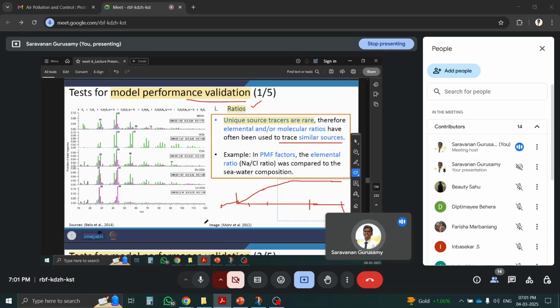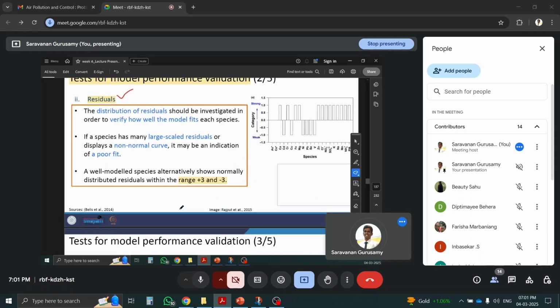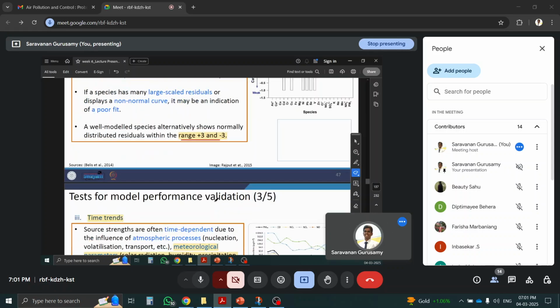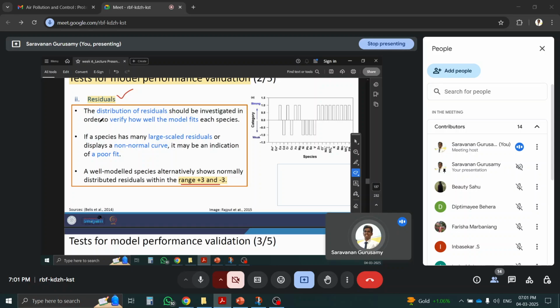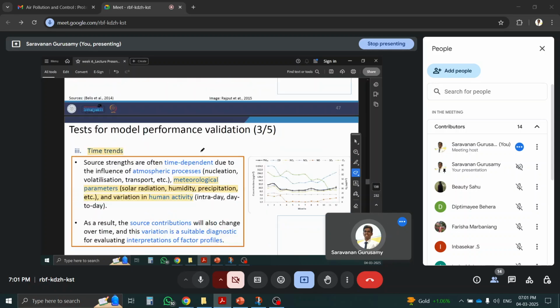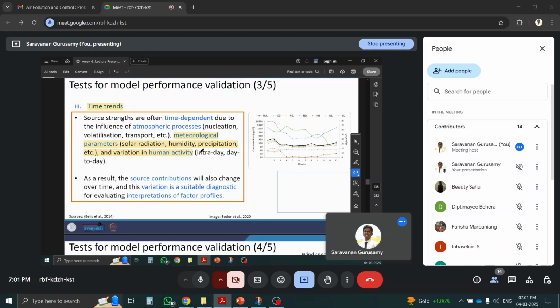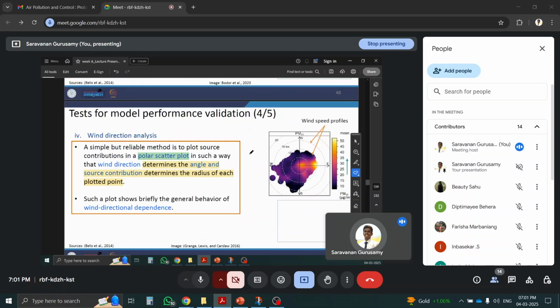So that is called ratio, and then residuals. The residual range should be from +3 to -3. That is the residue. The distribution of the residue should be inspected in order to verify how well the model fits. That's called model fit. And then the time trend you can use as a validation.